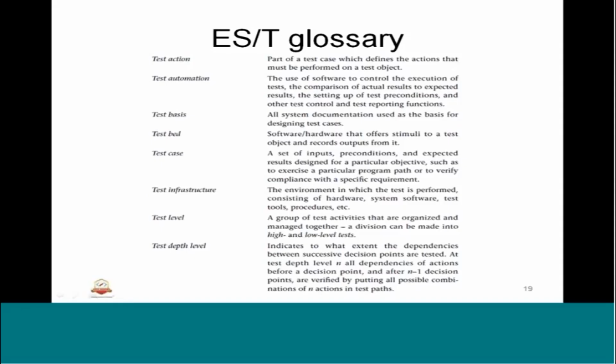Test level, we have seen in our earlier sessions, a group of test activities that are organized and managed together. A division can be made into high level or low level tests. Then we have test depth level, which indicates to what extent the dependencies between successive decision points are tested. At the test depth level n, all dependencies of actions before the decision point and after n-1 decision points are verified by putting all possible combinations of n actions in that test path. So that is about the glossary that we have discussed today.